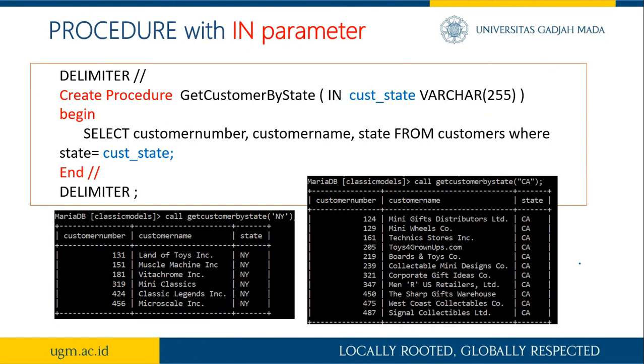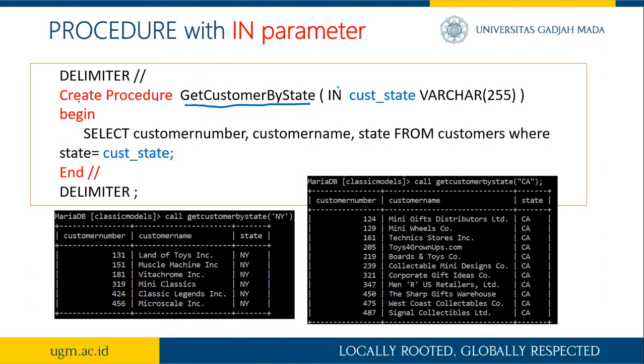Okay, now let's practice with an example. We will create a procedure with an IN parameter. First, I'm going to create a procedure named get customer by state. It will return the names of all customers based on the given state. For example, I'm going to check which customers are from New York or from California or anywhere else. So the name of the procedure is get customer by state.